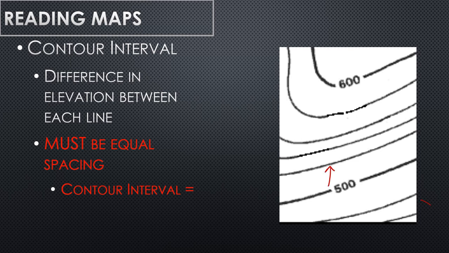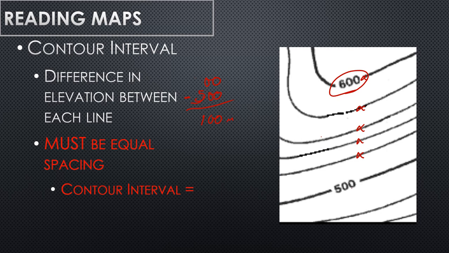So we need to find the distance between 500 and this line, this line, and this line, and so on. And we can do some pretty simple math to figure this out. On average, we're going to have 1, 2, 3, 4, 5 contour lines in between. And so we can do some very simple math. We have 600 right here, and we started off at 500. So we're going to just subtract 500 from 600, and that's going to give us 100. Okay, and we're just going to assume it's meters for right now.